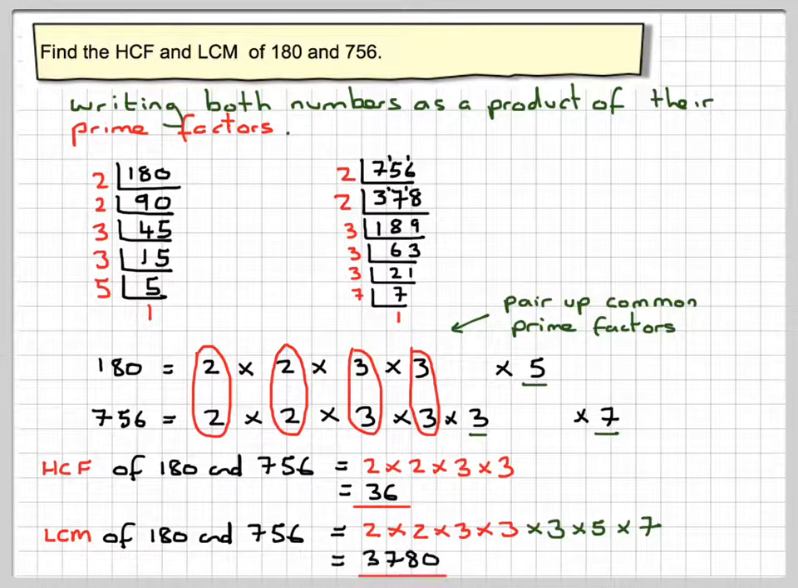That comes to 3,780. Okay, so 3,780 is the lowest number which both 180 and 756 go into exactly. That's what we mean by the LCM. And the highest number that goes into 180 and 756 is 36. That's what we mean by those two terms.